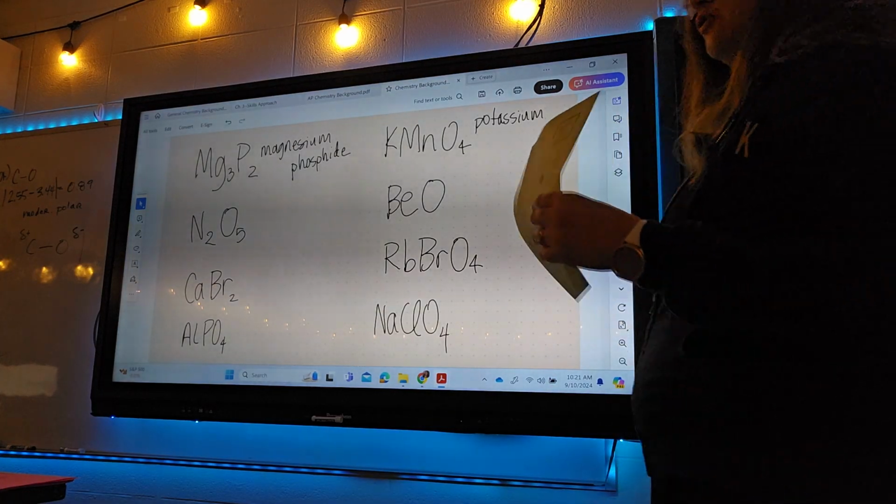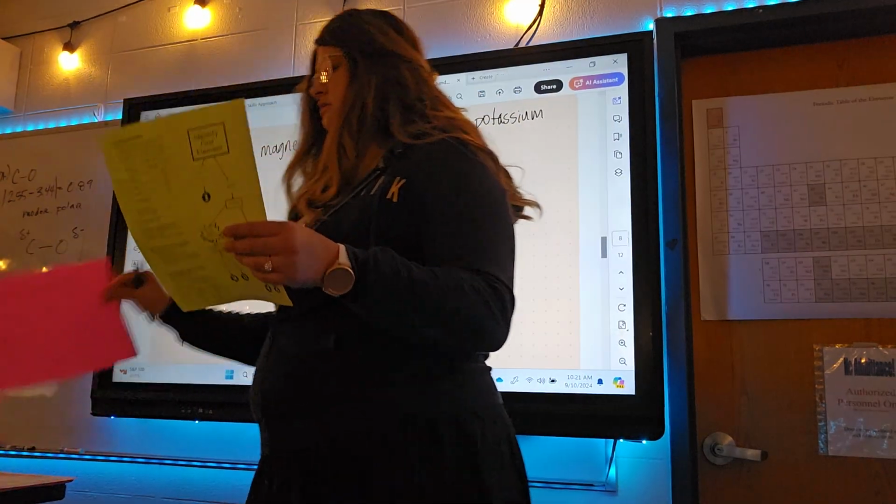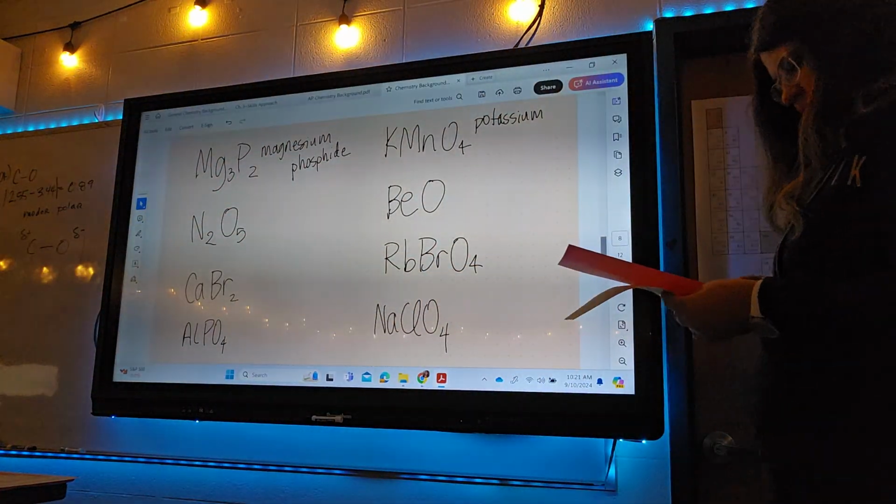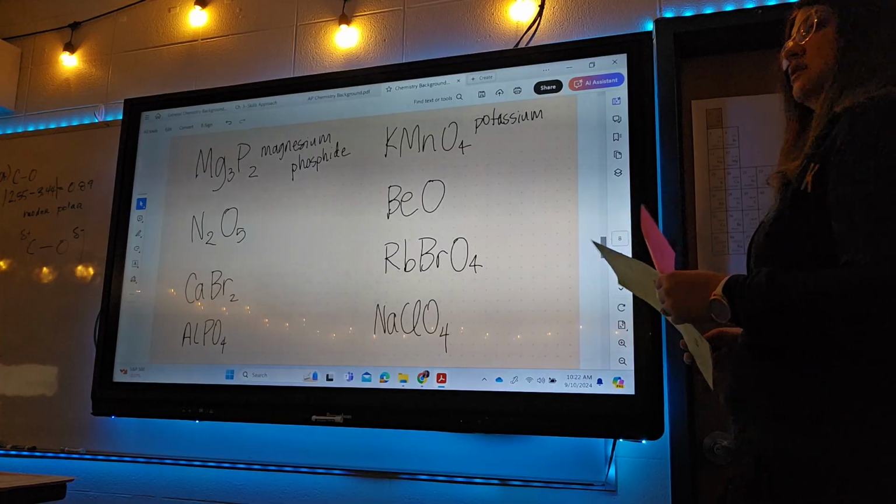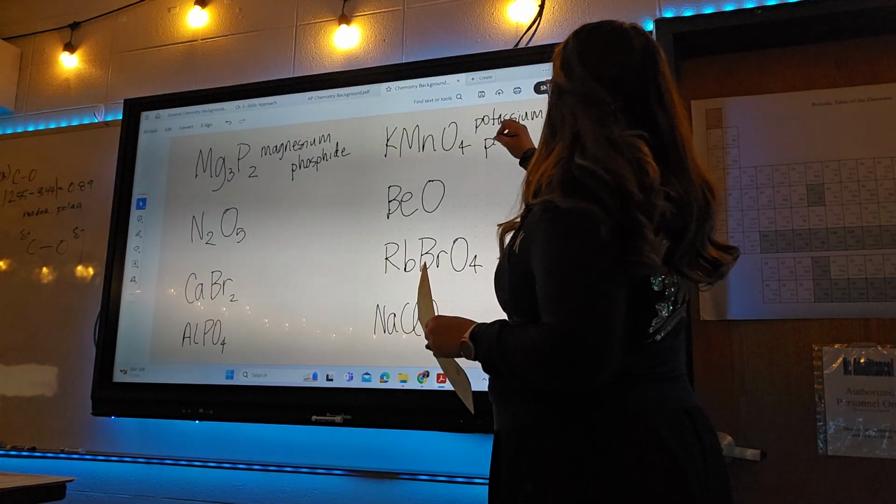And then MnO4, well, my green sheet says to use my pink sheet. MnO4 is called permanganate.